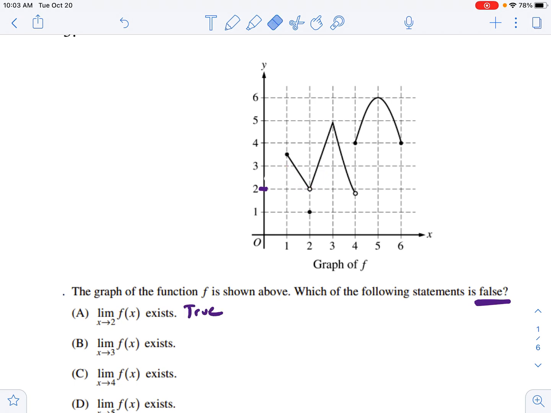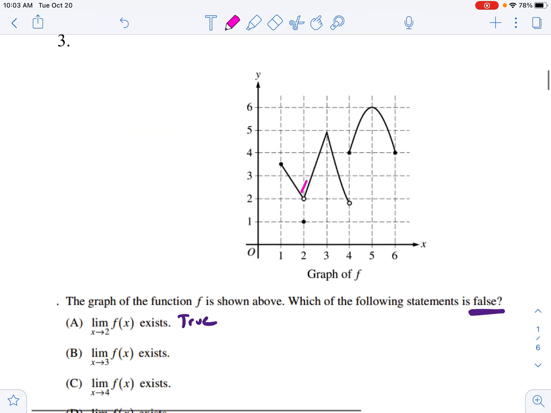All right. B, the limit as x approaches 3 exists. Well, again, as I come into 3 from left and right, I do approach the same y value of 5. That is true as well.